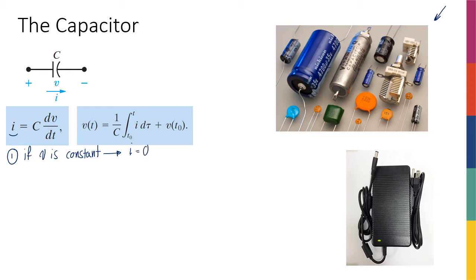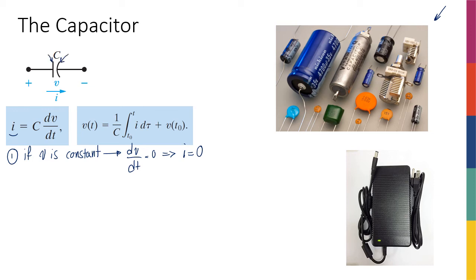Mathematically, let's write it down: dV over dt is going to be 0, therefore I is going to be equal to 0. And it does make sense if you look at it from an intuitive perspective. You have two pieces of conductor here and here, right?